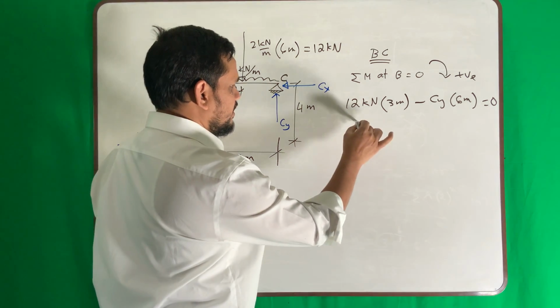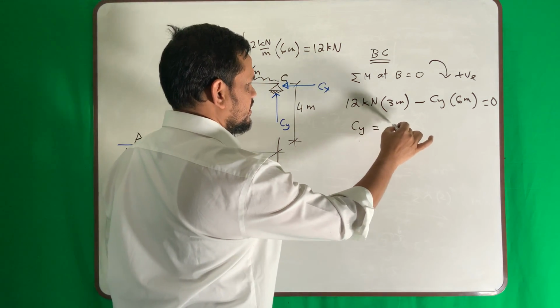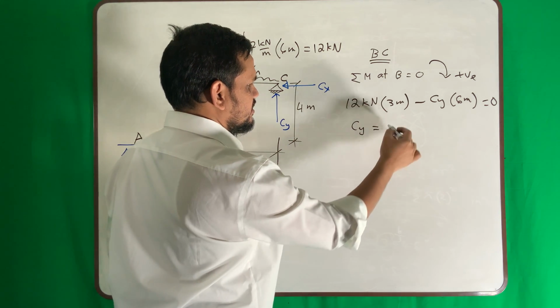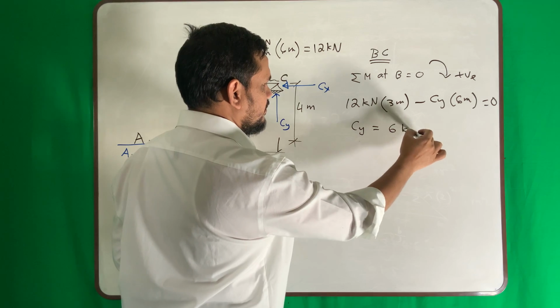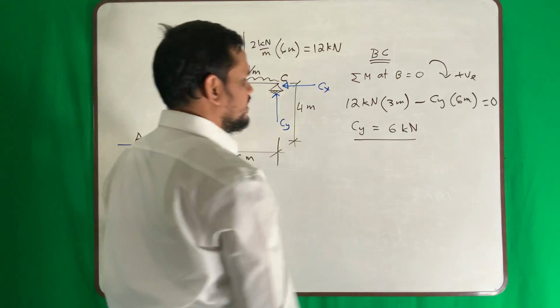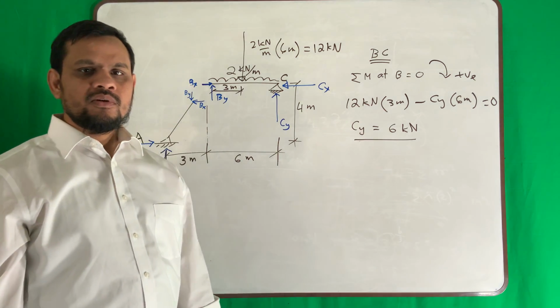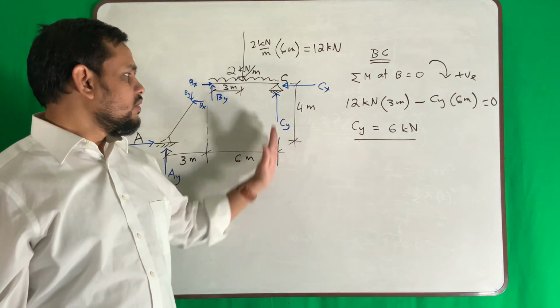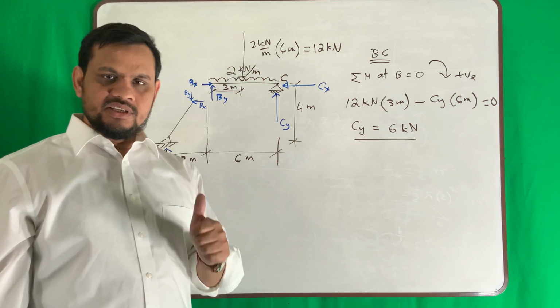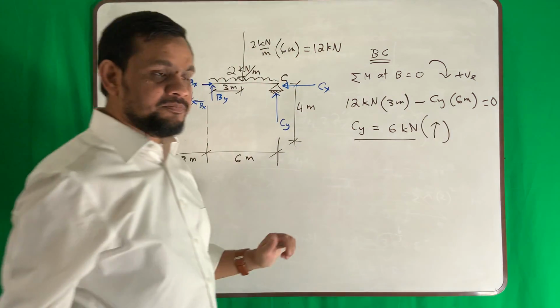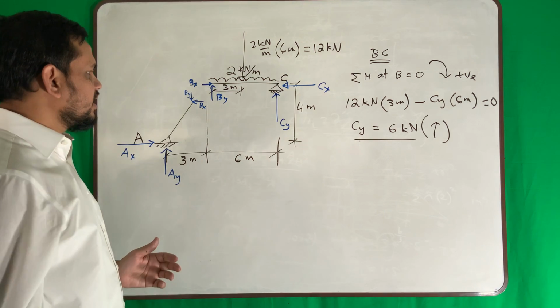Then if I solve it, I will get Cy is 3 times 36, that is 6 kilonewton. I got this value positive. What does positive mean? It means whatever sign I assumed is right. So my direction is upward. So Cy is done.